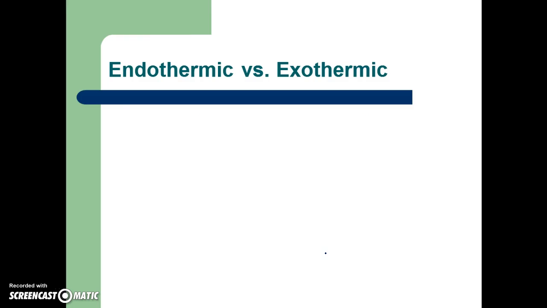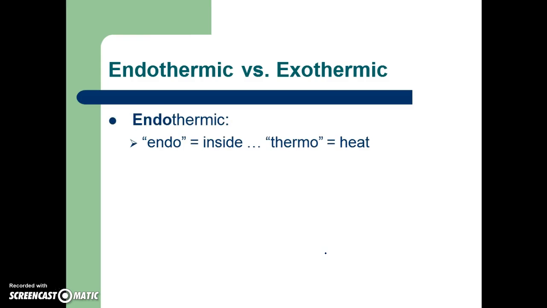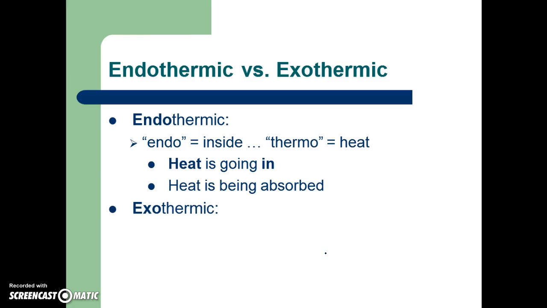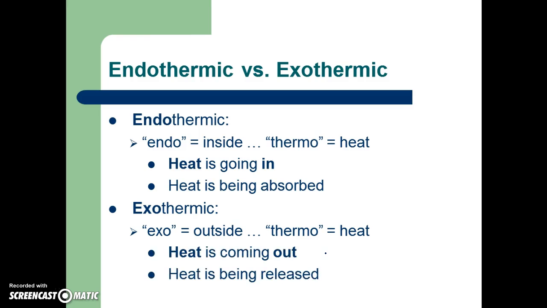There we go. All right, endothermic versus exothermic. I got 30 seconds. Endothermic means inside. It means the energy is going inside, is being absorbed. Heat's going in, heat is being absorbed. Exothermic means the exo, outside. Thermo, heat. So heat or energy is going outside, it's being released. Oh, I did that quick.